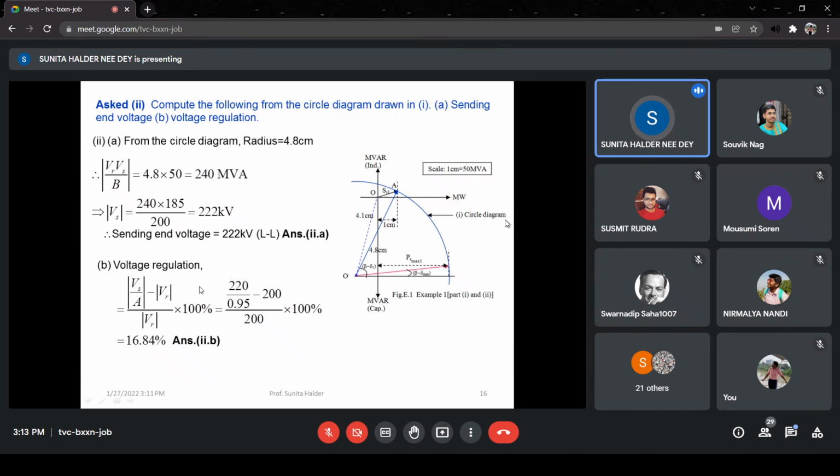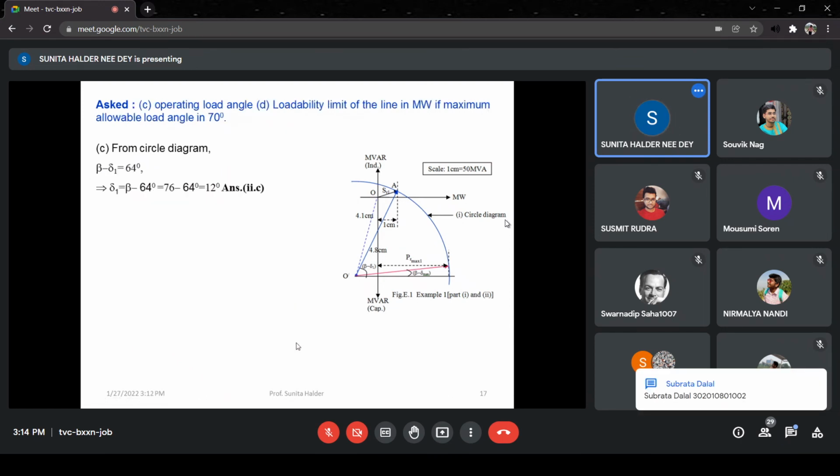I hope you can remember voltage regulation is the magnitude of VS by A, not directly VS minus VR. Magnitude of VS by A minus VR, divided by VR. So from here we can readily say what the voltage regulation is, and whether it is feasible, whether we shall allow it or increase the voltage level, we can decide readily.